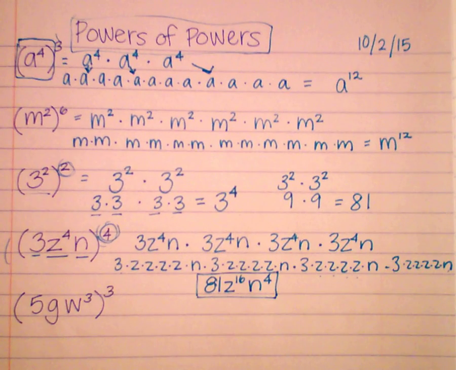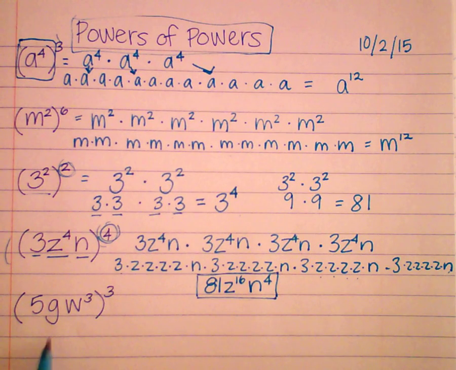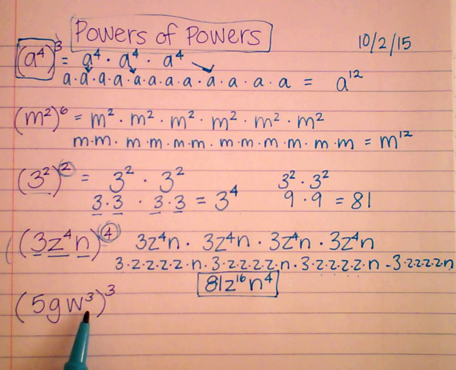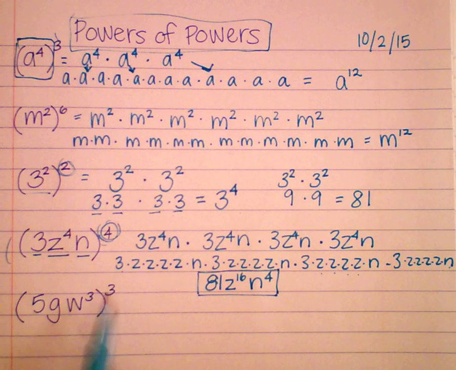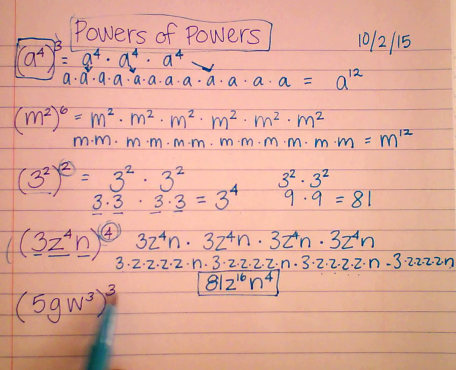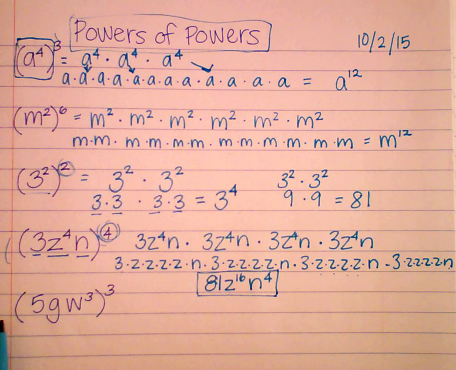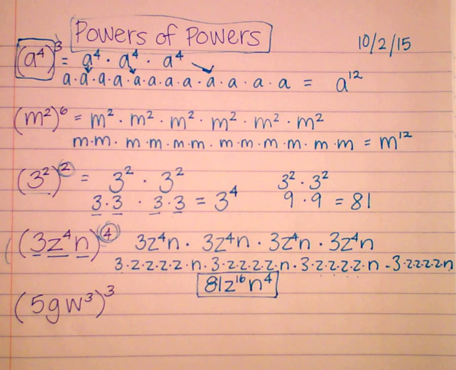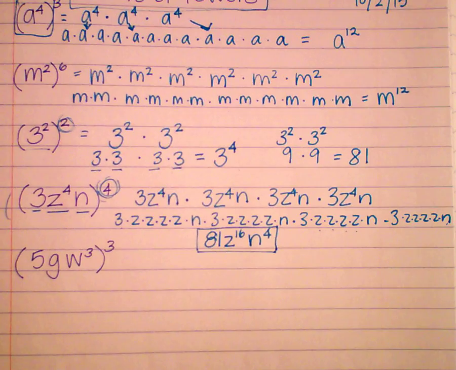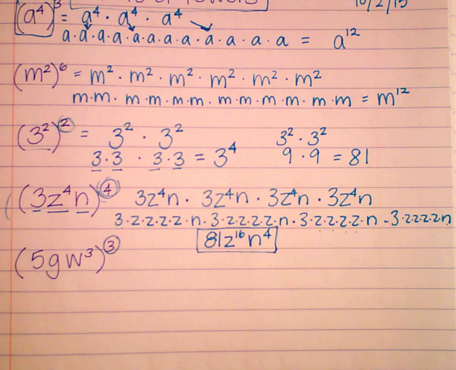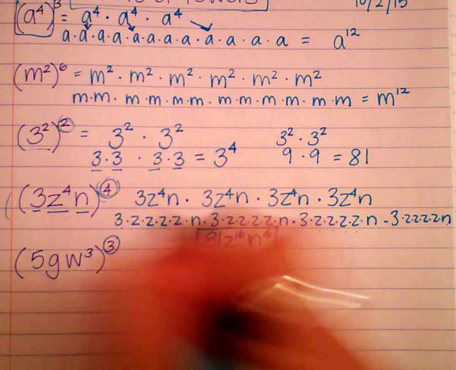says, in parentheses, 5gw cubed. So this whole thing in parentheses is my base. My exponent 3 is attached to the entire thing because it's all in parentheses. Okay, so the first thing I'm going to do, let me move this down a little. I'm going to write my base however many times that exponent tells me to. So I need to write my base 3 times. So here we go.